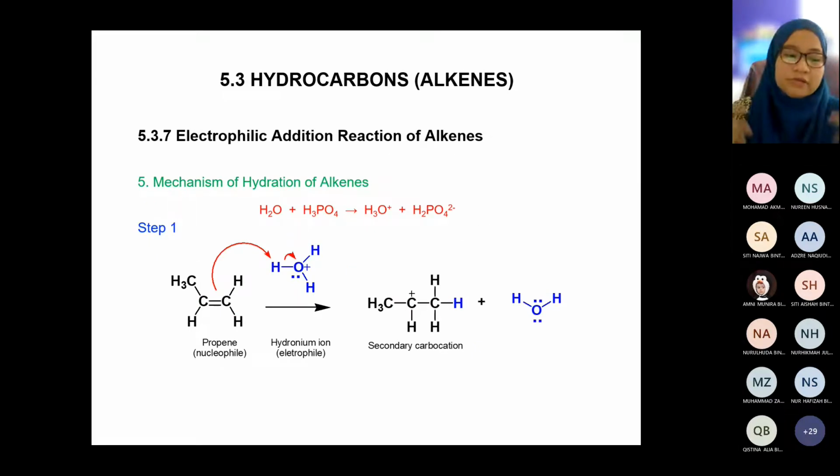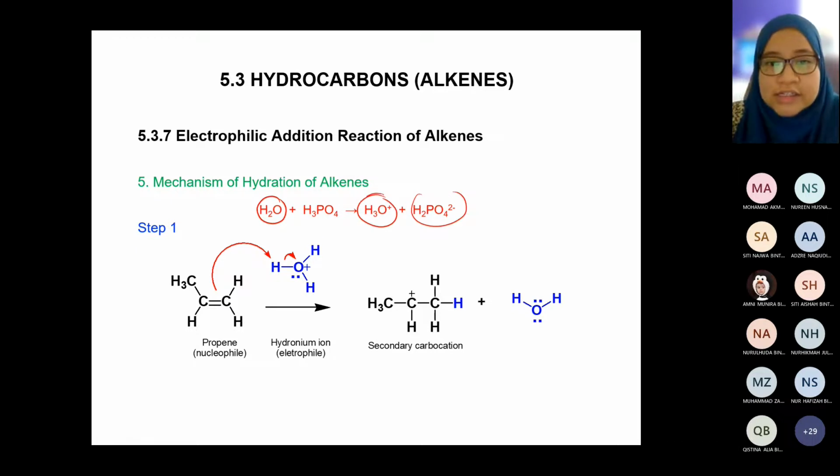Now let's look at the mechanism. The mechanism is basically the same as hydrohalogenation just now, it's just that it uses water. Like I said, this is why we need to use H3PO4 as one of the reagents. H2O reacts with H3PO4 to produce H3O+ and this byproduct. This is the one that we want in the reaction. It creates this electrophile, which later on the nucleophile, the alkene, will attack. So that's why we need H2O and H3PO4, or we need H3O+. We need H3O+ because it will behave as the electrophile.